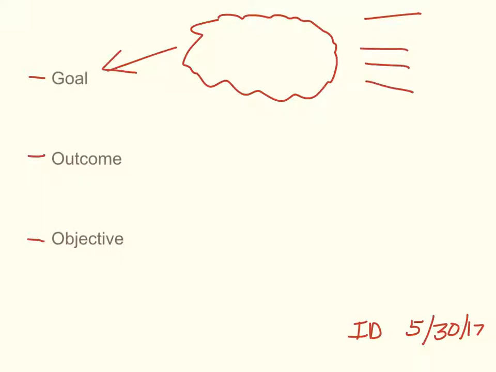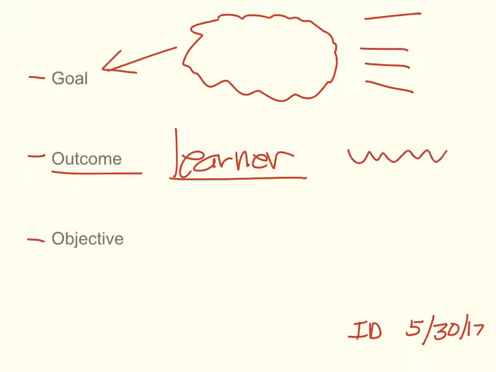A goal is the vision, this lofty thing you want to accomplish. NIACC has a mission, and businesses have missions and major goals and so forth. An outcome is the results. This is what the learner should be able to do. When they walk away from your course or whatever, the learner should be able to do this outcome, whatever that outcome would be.